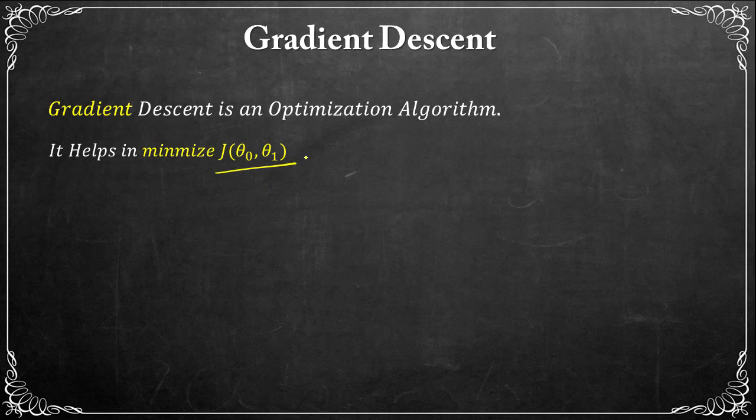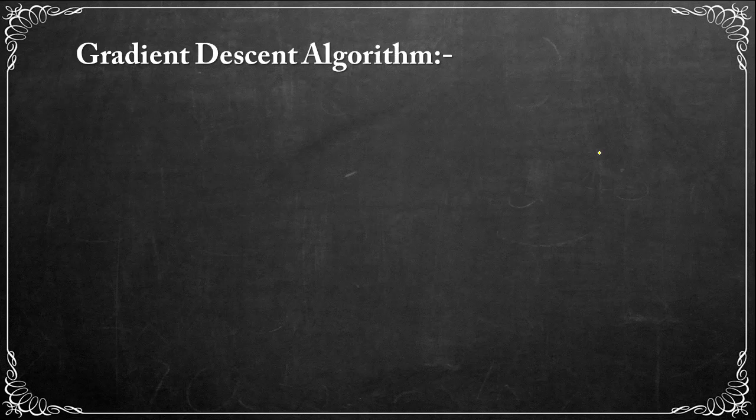In the previous video, our goal was to minimize our cost function, J of theta 0 and theta 1, because it is an error function, so we have to minimize it as much as possible. So gradient descent is an optimization algorithm that helps in minimizing our cost function. Now let's take a look at what the gradient descent algorithm does.